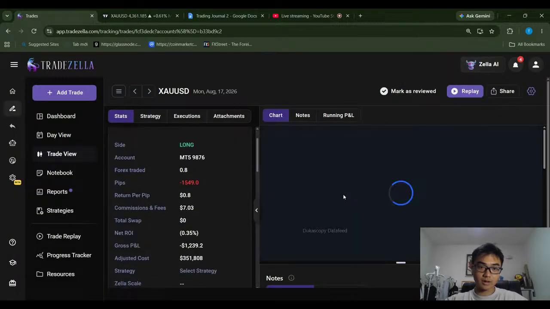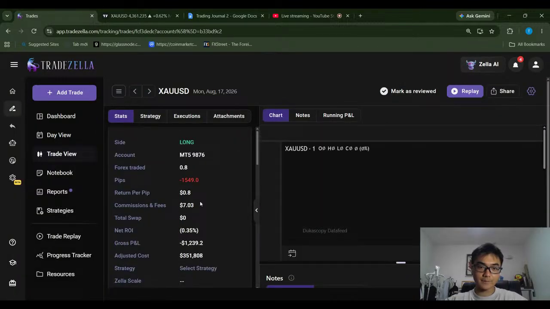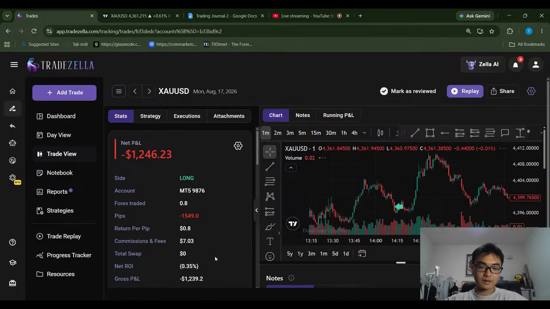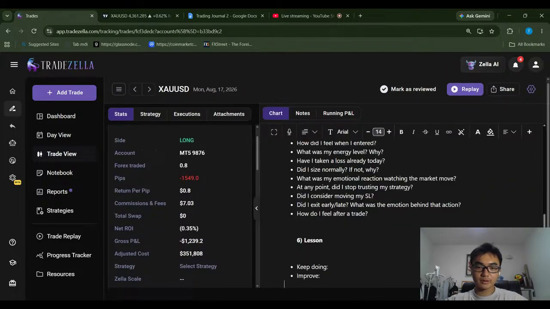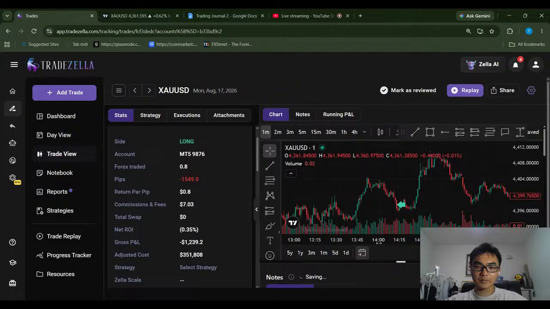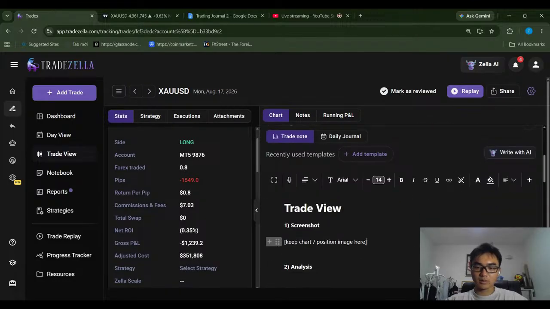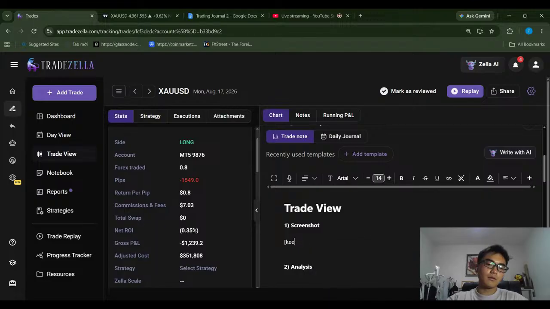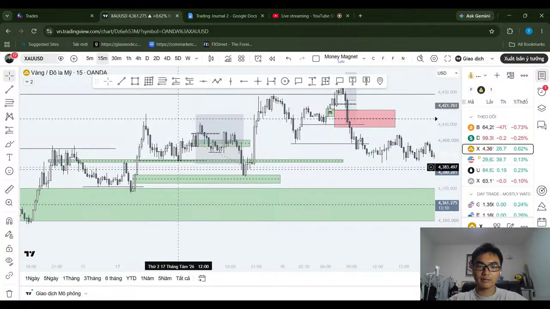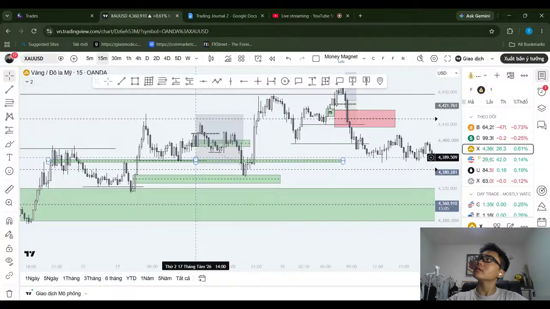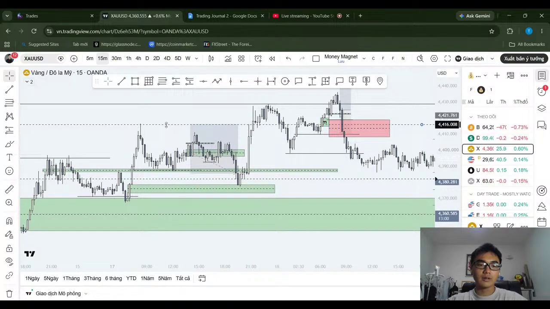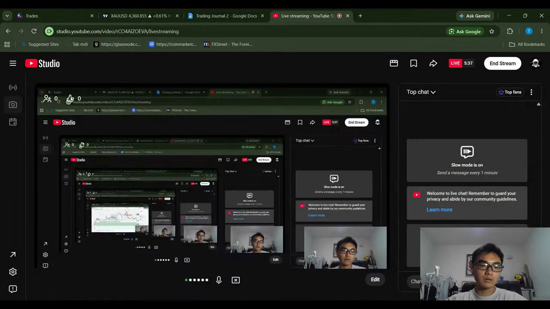The next one is on the XAU USD. This is the trade I took at the beginning of the week on the Monday. This is a trade where I had spread. Mainly, I'm just focusing on limiting myself not to lose more than 1% on a trade. I'm currently trading with a 100K account.